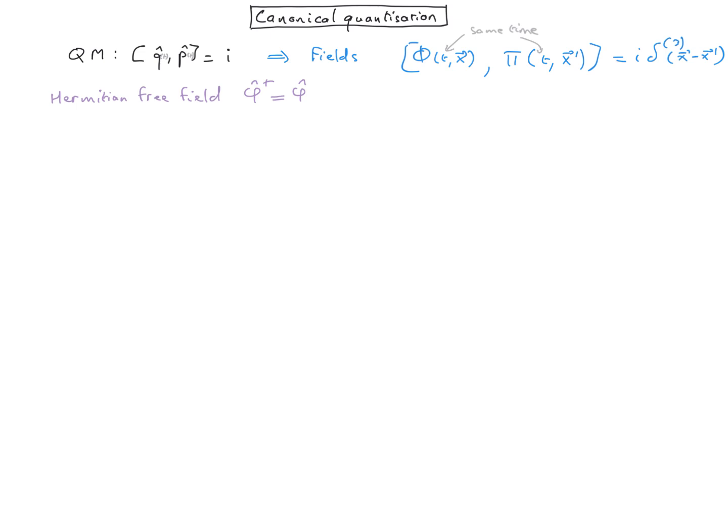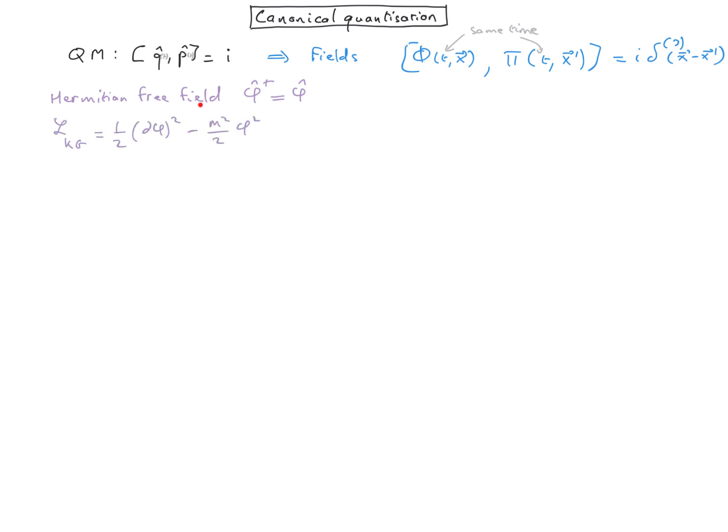So let's see how it works for the case of a Hermitian free field, which in classical field theory just means that we have a real field. So phi is equal to phi star. Now that we have operators, this means the phi operator is equal to its Hermitian conjugate.